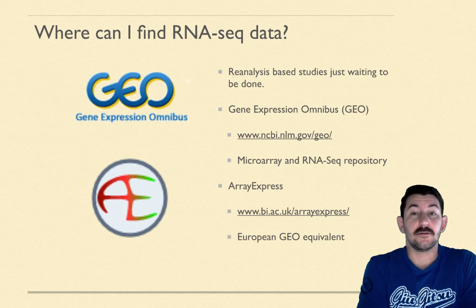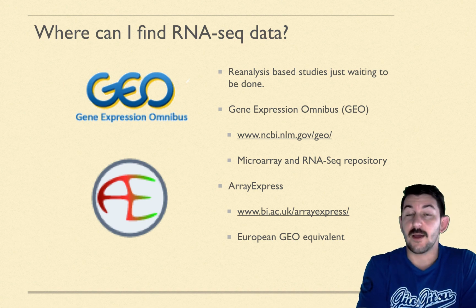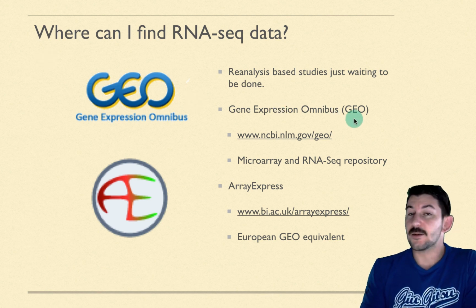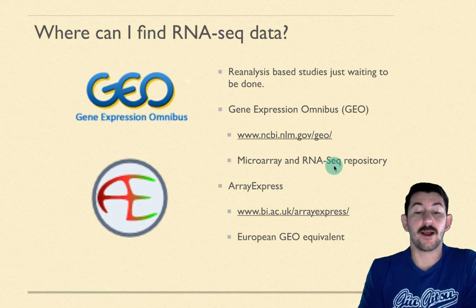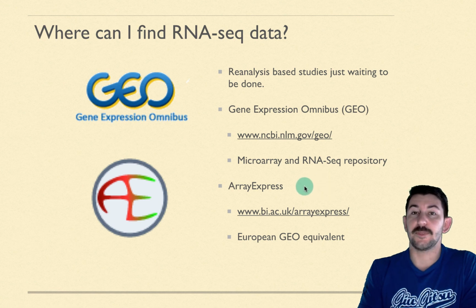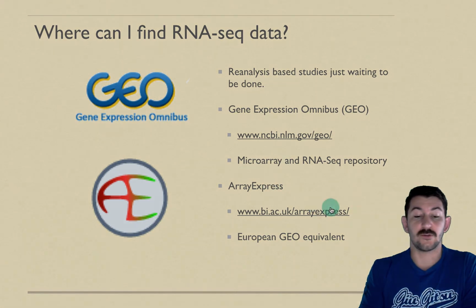If you're interested in playing around with RNA-seq data, well, there's always the SRA where the raw data are housed. But you can also go, and we talked about this before, the Gene Expression Omnibus is a great place to go and kind of play around with stuff. They have both microarray and RNA-seq data. And then if you are looking for data from European experiments, you can go to ArrayExpress as well.